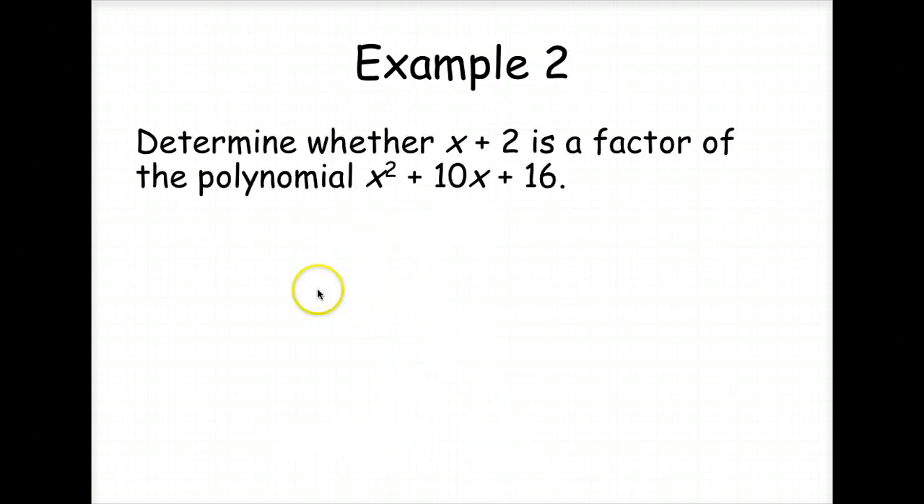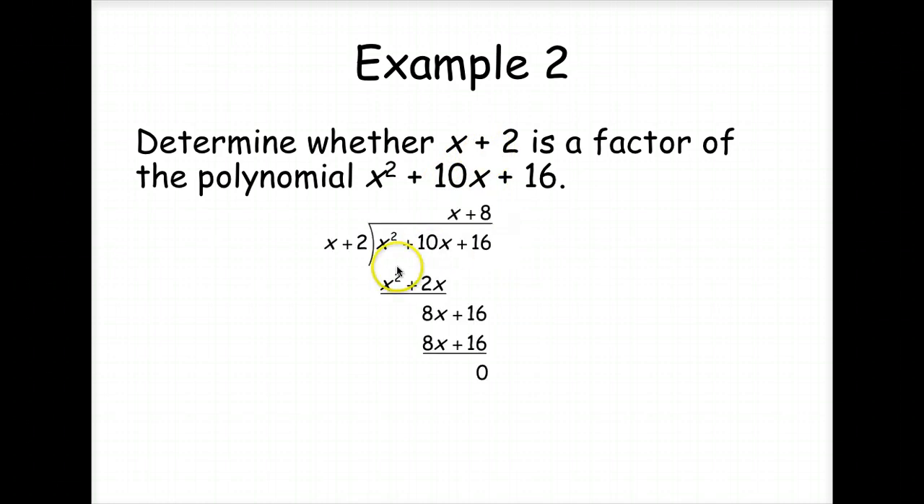Let's do another example. We're asked to determine whether x plus 2 is a factor of this polynomial. Well, remember when I was talking at the first of the lesson, if this has a remainder of 0 when this polynomial is divided by this, then it will be a factor. So let's see if we get 0. This is our polynomial, dividing it by x plus 2.